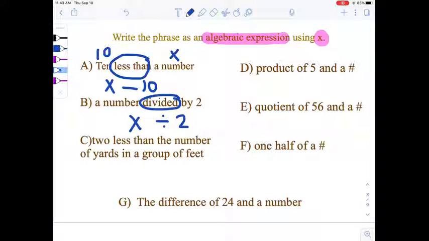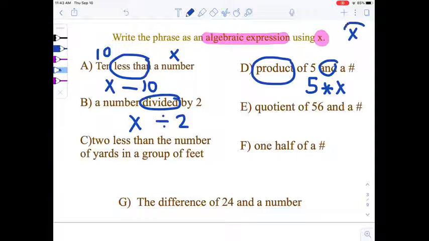I'm going to go to letter D, product of 5 and a number. I see this word product, I see this word and, 5 and a number. So it's going to be multiplication. And then we have the number 5, and then our number is our variable, which is x. So 5 times x. This is also why in 7th grade we do not use x as multiplication, because we're using the variable x, so I won't be able to tell if you're multiplying, if you're using a variable, what's going on.